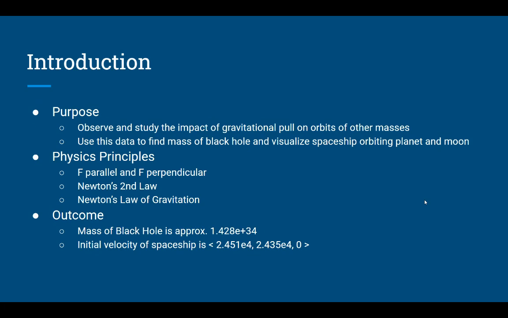The main physics principles are F parallel and F perpendicular, Newton's second law, and Newton's law of gravitation. And the outcome is that we found the mass of the black hole to be approximately 1.4 times 10 to the 34, and we found the initial velocity of the spaceship to be roughly 24,000.